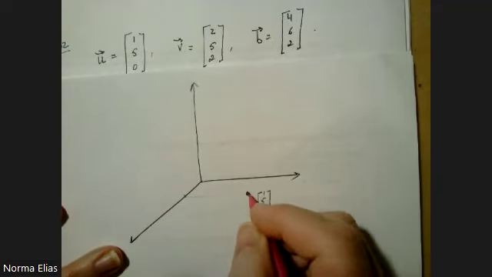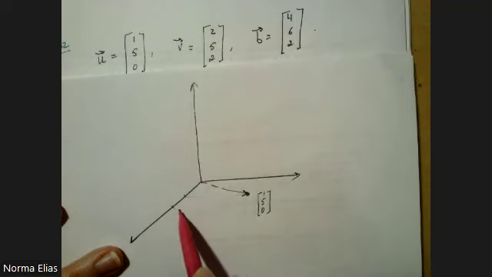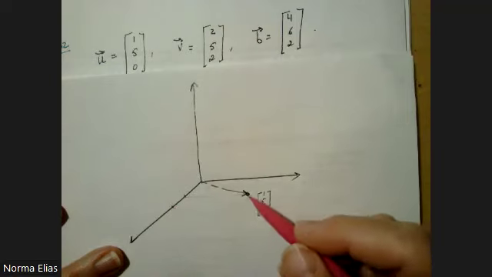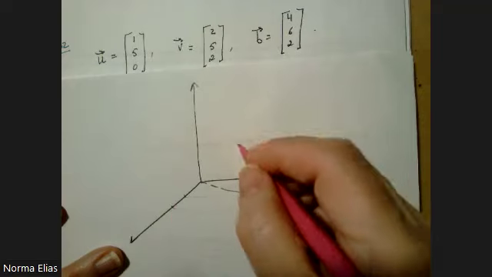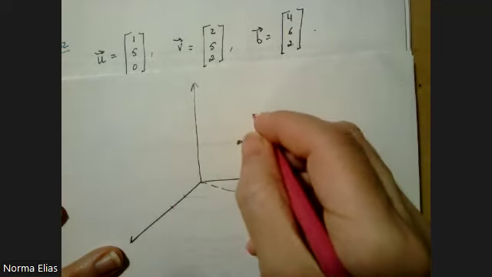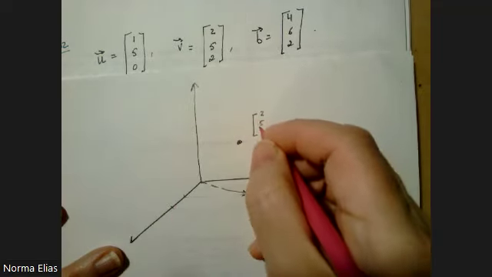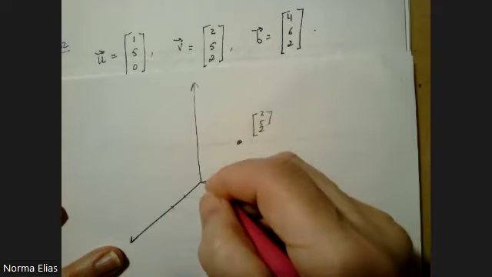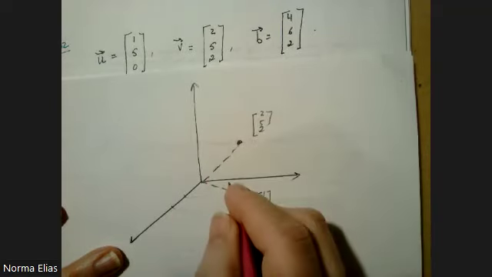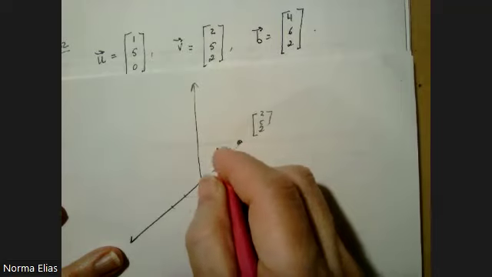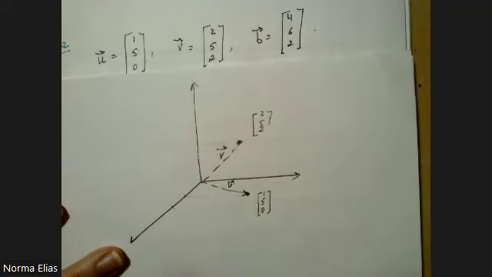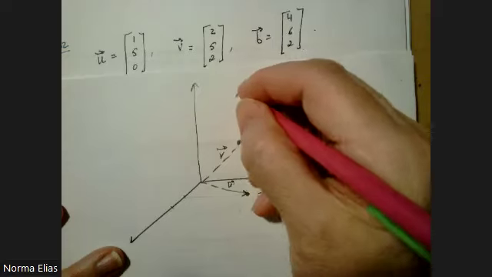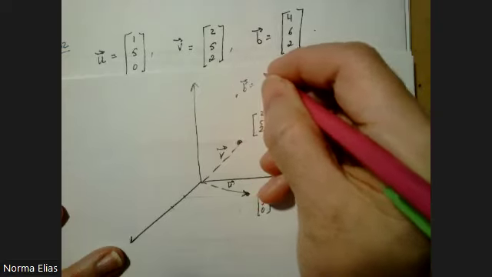My vector V is 2, 5, 2. So 2 from here, 5 from here, and then we go up by 2 units. Let us imagine this here. So this is my vector V. This is my U, and this is my vector V. And the vector B is somewhere here.